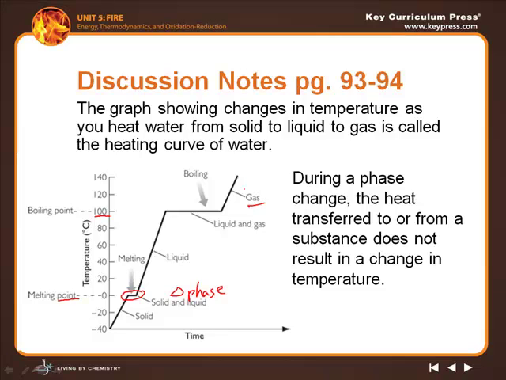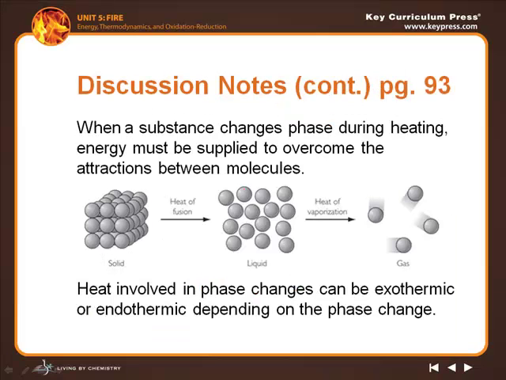Okay. Phase changes. During a phase change, the heat transferred to or from a substance does not result in a change in temperature. It just results in a change in phase. So where is that heat going? Why doesn't it raise the temperature? When a substance changes during heating, energy must be supplied to overcome the attractions between molecules. So in a solid, you have more attractions between the molecules. In a liquid, there's still some attractions. That's why liquids tend to stick together.